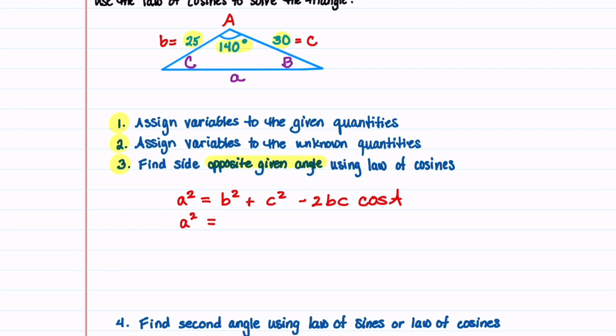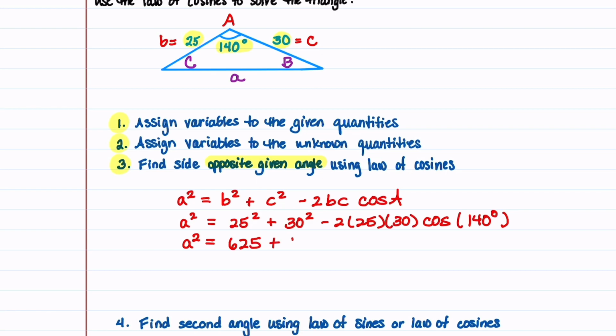B is 25, so this is 25 squared, plus c is 30, we'll square that, minus 2 times b, which is 25, times c, which is 30, times cosine of our angle A, which is 140 degrees. This gives us a squared is 625 plus 900 minus 1500 times cosine of 140 degrees.